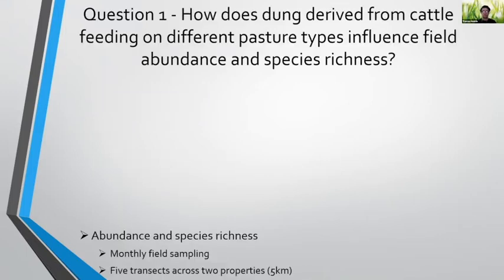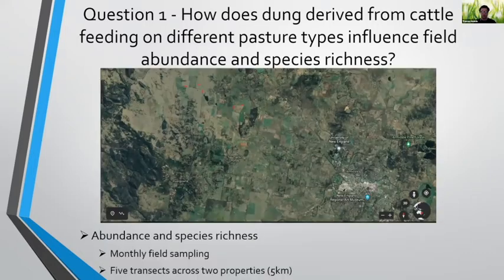Right, on to the good stuff. So question one, how does dung derived from cattle feeding on different pasture types influence field abundance and species richness? So this is beautiful Armidale in the bottom right-hand corner of the field. And these are my paddocks. So I've taken two adjoining farms, spaced over 5 kilometers, to which I added 5 transects.